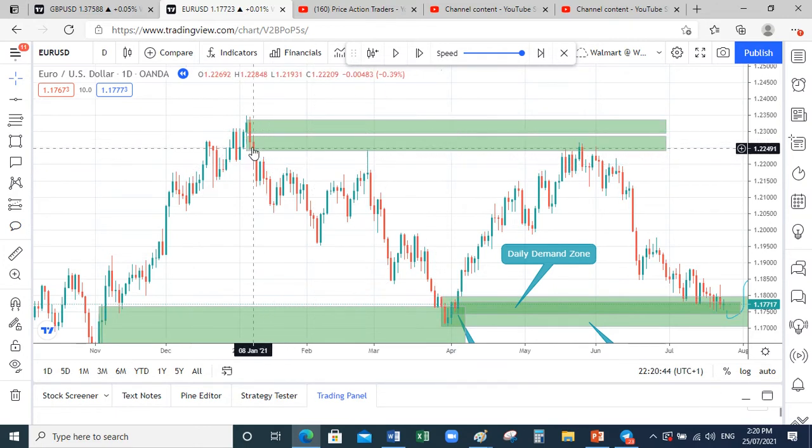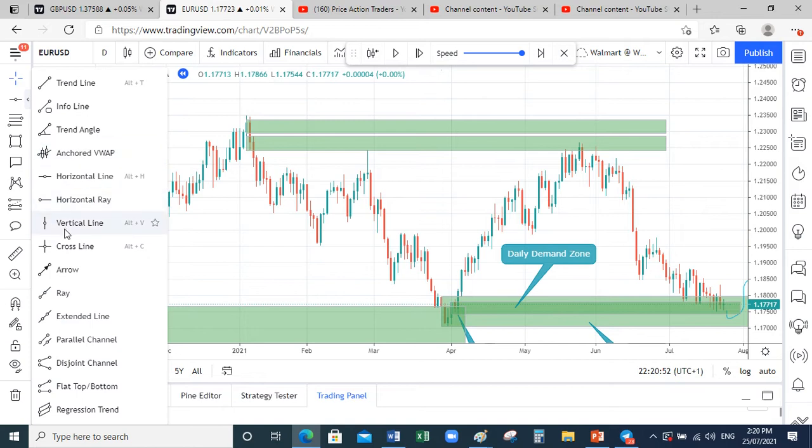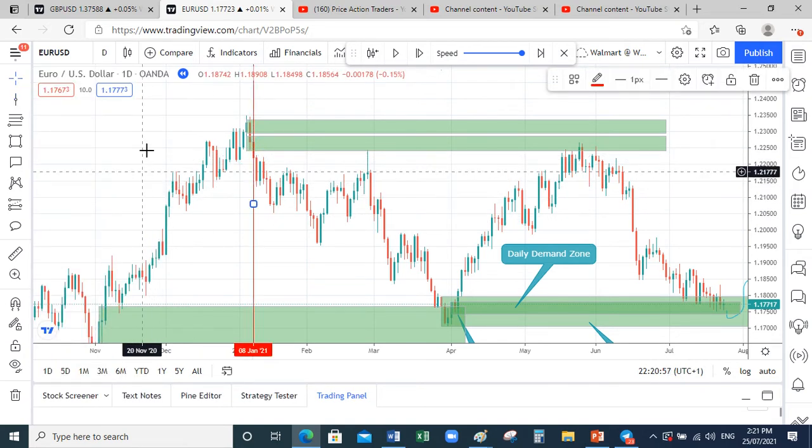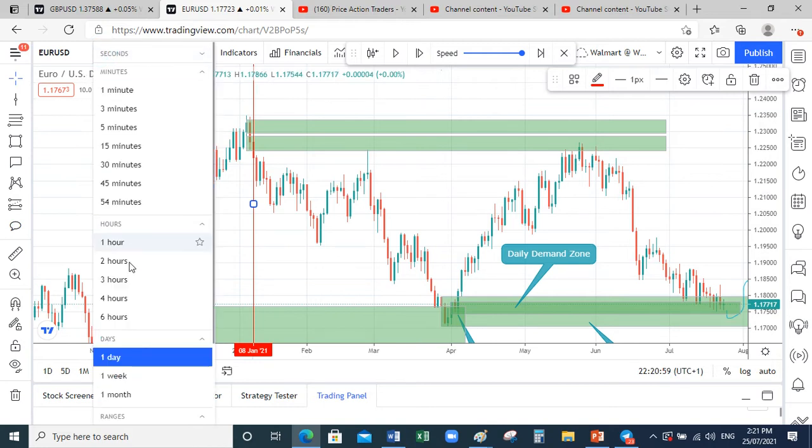So if you refine this place now, you see a flag. Let's refine it so I can show you. You can see it clearly. If you refine this place, you see a flag. Let's refine it to like 1 hour.